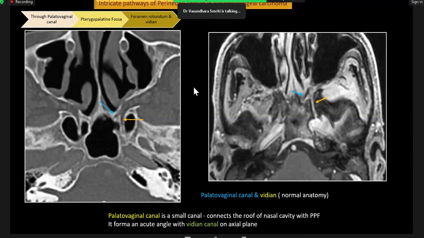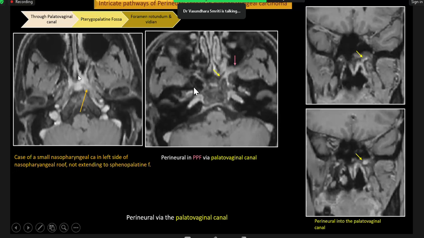Now let's look at the perineural spread in cases of nasopharyngeal carcinoma. In nasopharyngeal carcinoma, there is a canal known as the palatovaginal canal, which connects the roof of the nasopharynx with the pterygopalatine fossa. And if you look at the normal anatomy, it forms a V-shaped structure with the vidian. So vidian and this palatovaginal canal form a V. So if you are looking at a very small nasopharyngeal carcinoma, but it is present in the roof of the nasopharynx, you may get a perineural spread via it into the pterygopalatine fossa.